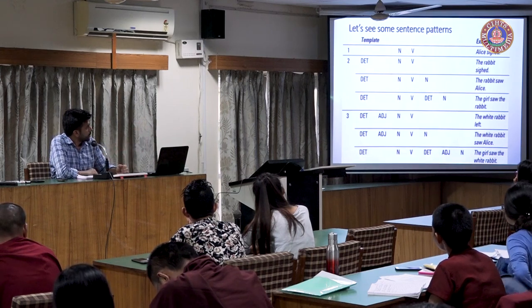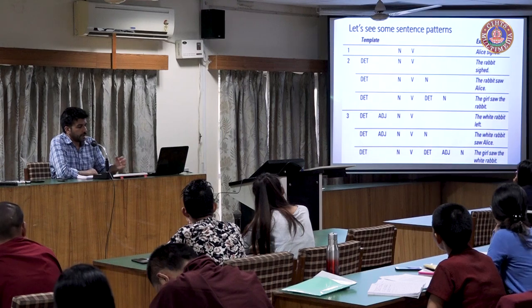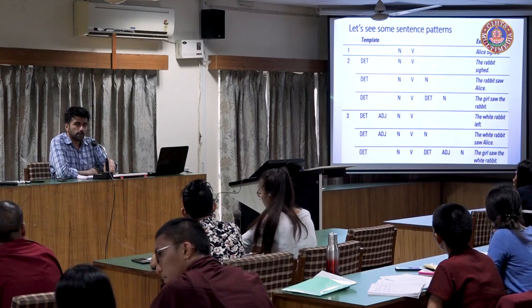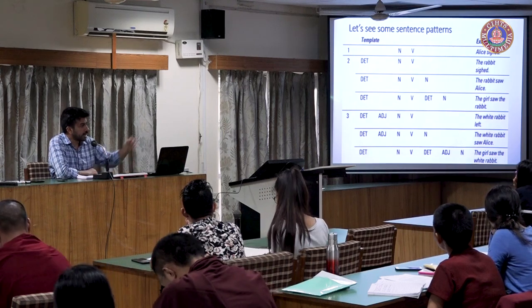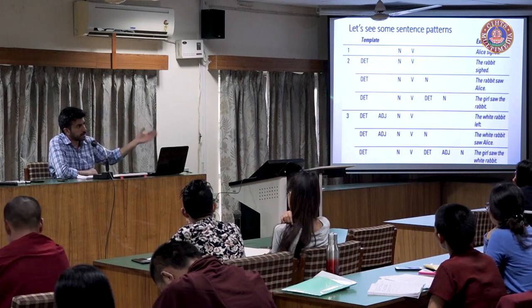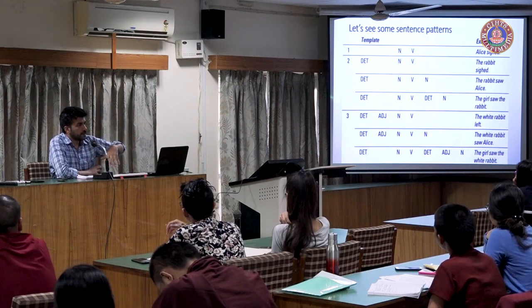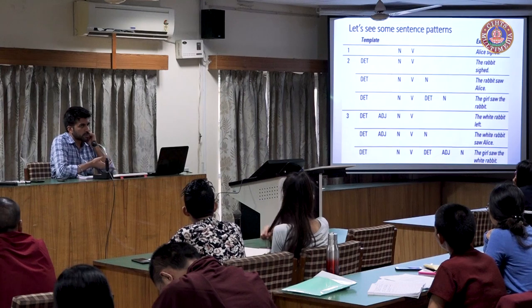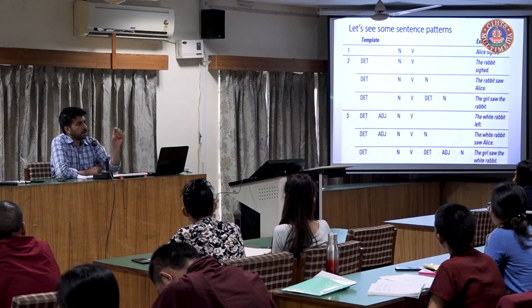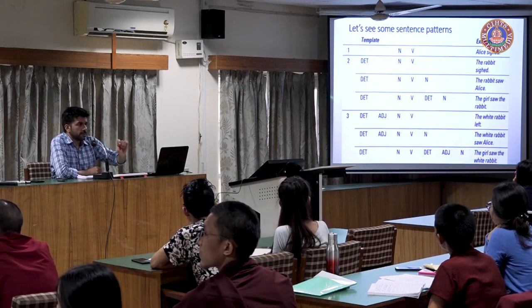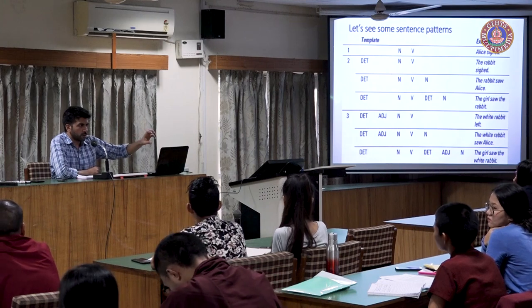So for example, you can write a sentence beginning with a noun followed by a verb. For example, Alice sighed. You can add a determiner at the front, the rabbit. Of course, the is the determiner. So you have to write some of these patterns, like determiner followed by noun followed by verb.